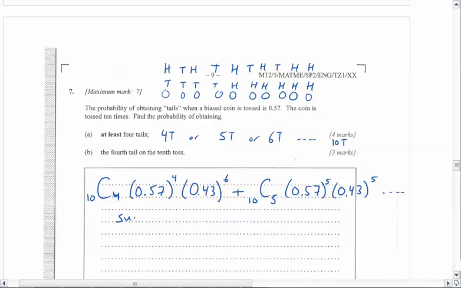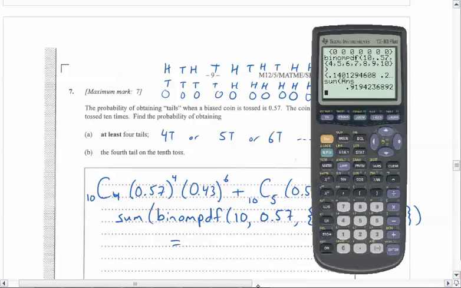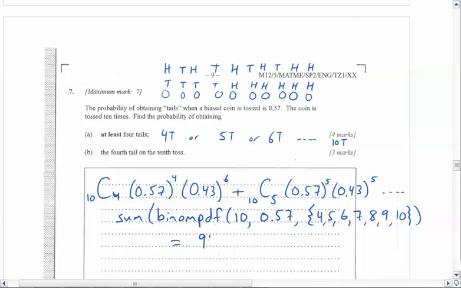So basically I'm doing sum of binomial PDF, number of trials, probability that I'm looking for, and the numbers that I want, 4, 5, 6, all the way up to 10. And I get 91.9%.